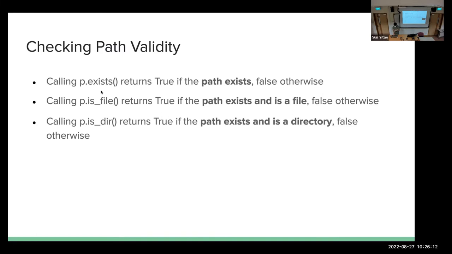There are also some other methods that come with this path object, which allow you to check if the path exists, or if it exists and it's a file or a directory. It just makes your life a bit easier. For example, before you open a file, you can check whether it's a file and it exists, just so that you don't get any errors.